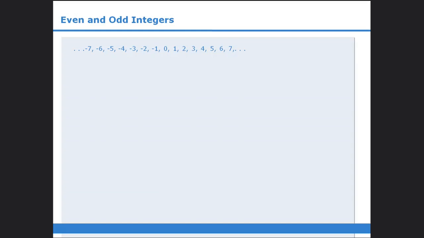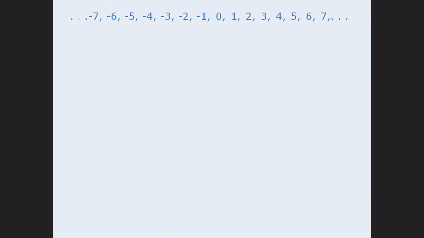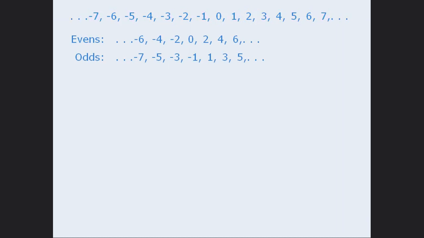In this lesson, we'll examine even and odd numbers and some relationships that exist between them. To begin, every integer is either even or odd. So these are the even numbers, and these are the odd numbers. Some important facts to remember about even and odd numbers are as follows.